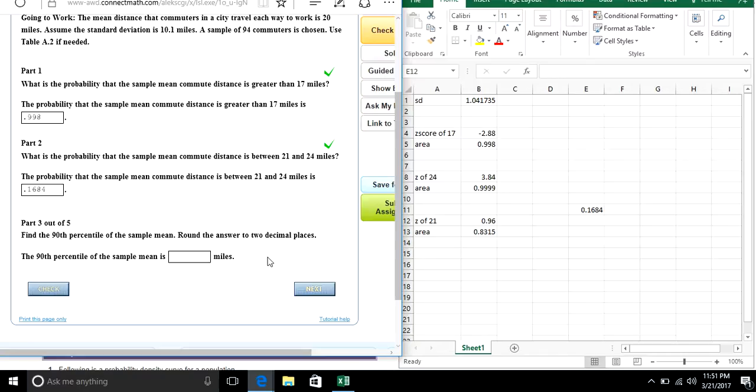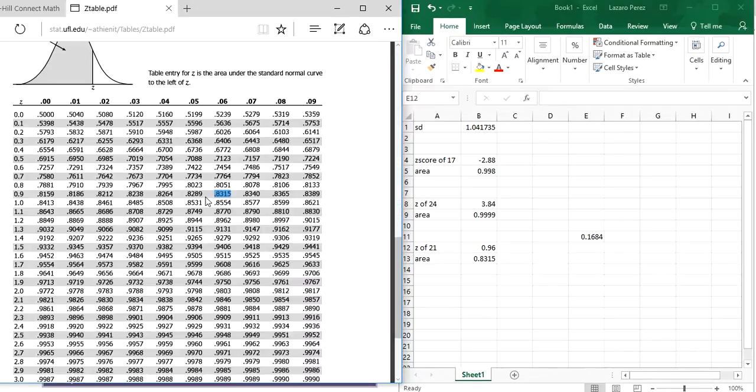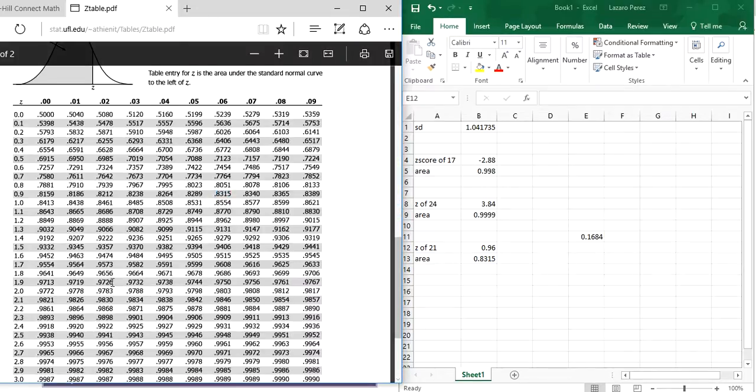Alright, so first you have to convert that 90th percentile to a z-score. So we look inside our table to find 0.9. It looks like this is the closest to 0.9, because this is 3 under and that's 15 above 0.9. So this would be the closest. So this is 1.28. Alright, so 1.28 is the z-score.